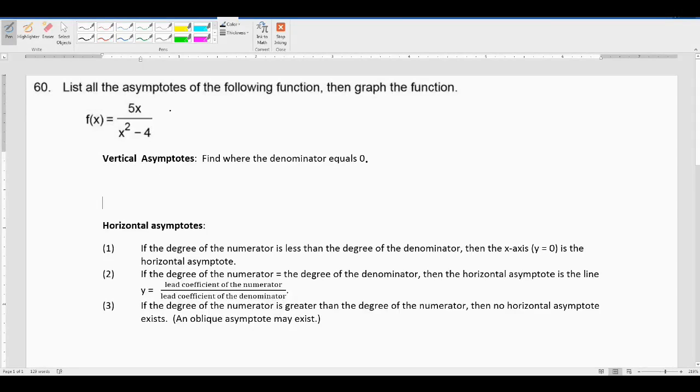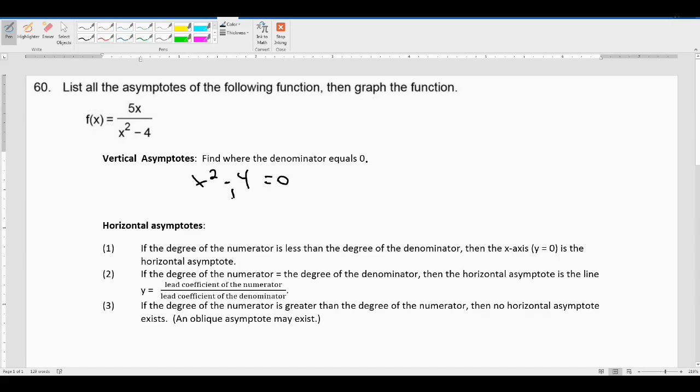In this example, we're asked to find the asymptotes and graph the given function f of x equals 5x over x squared minus 4. Let's start with the vertical asymptotes, and that's where the denominator equals 0. Asymptotes are where your domain doesn't exist, in other words. Since you can't divide by 0, we're going to say x squared minus 4 is equal to 0.